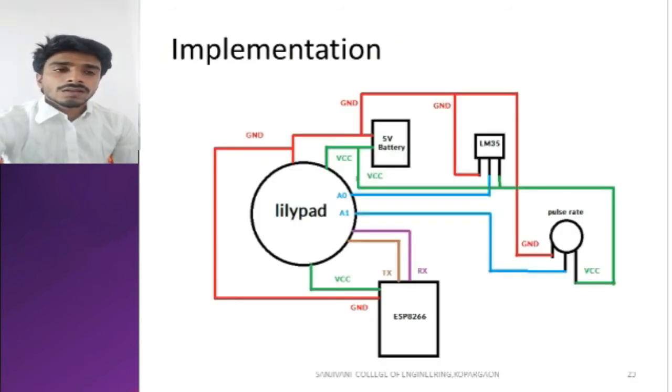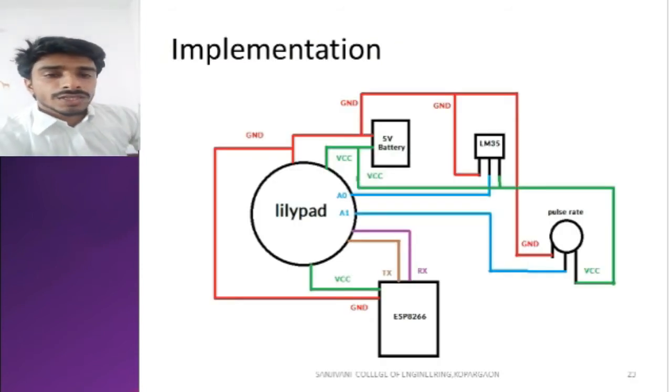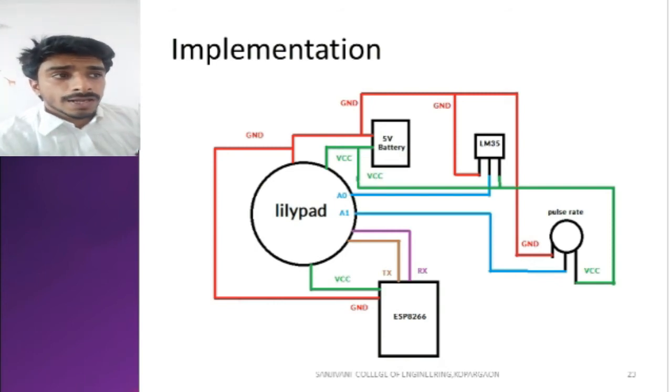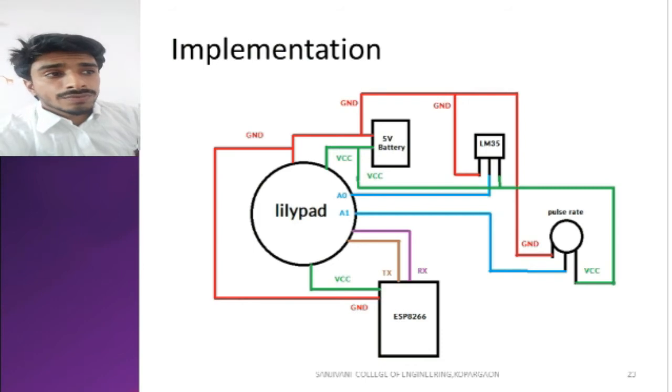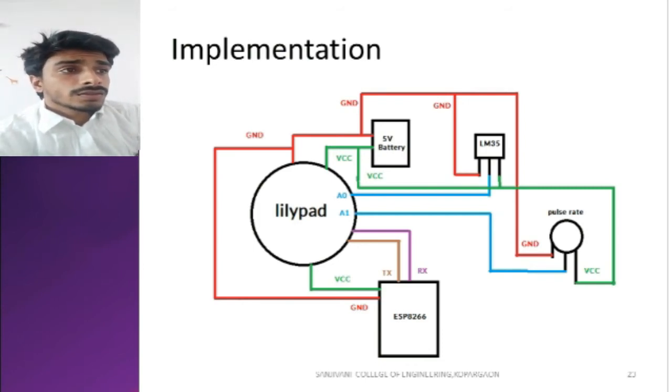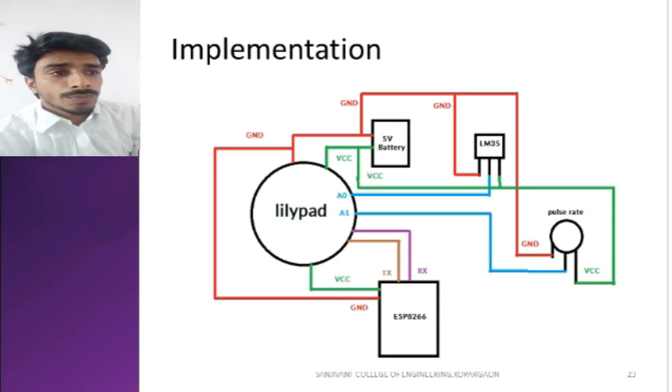Hello all. For the LilyPad Arduino in our project, we provide the external power supply, and the ground and VCC connect to the LilyPad. The LM35 ground connects to the LilyPad ground, the LM35 VCC connects to the LilyPad VCC, and the output of the LM35 temperature sensor connects to the LilyPad A0 pin. It is the same for the pulse rate sensor: ground connected to ground, VCC connected to VCC, and the pulse rate output connected to the A1 pin.